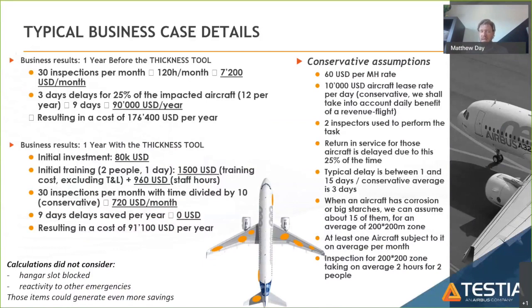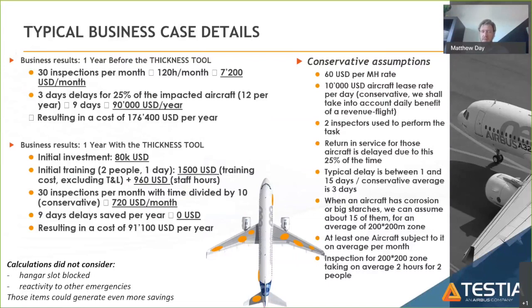$10,000 aircraft lease rate per day. Again, it's quite conservative, and 2 inspectors to perform the current or the traditional task. Return in service for those aircraft is delayed due to this 25% of the time. Okay, so a quarter of blend out inspections will result in that aircraft being delayed for release. Typical delay is between 1 and 15 days. Again, conservative average is 3 days.